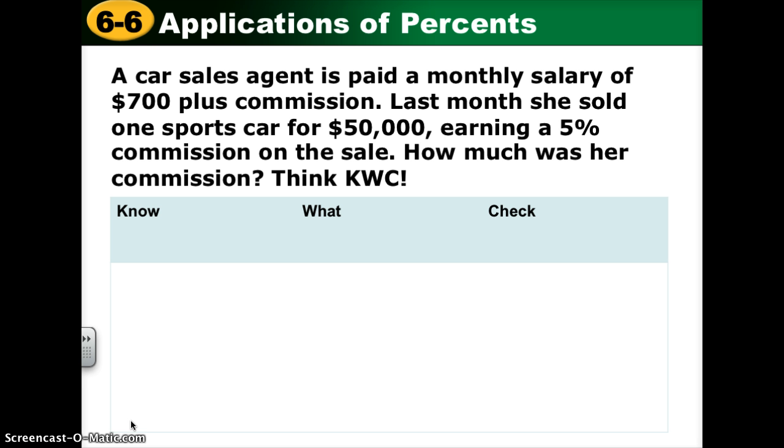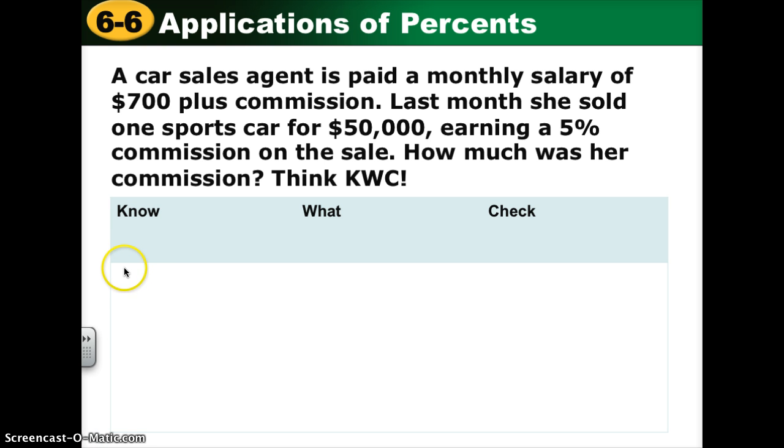A car sales agent is paid a monthly salary of $700 plus commission. So they make the $700 no matter what, plus whatever extra amount that they sell and the percentage of that price. Last month, she sold one sports car for $50,000, earning a 5% commission on the sale. How much was her commission? Think KWC. What do we know? What do we want to know? And what are we needing to check, or how do we show our work?